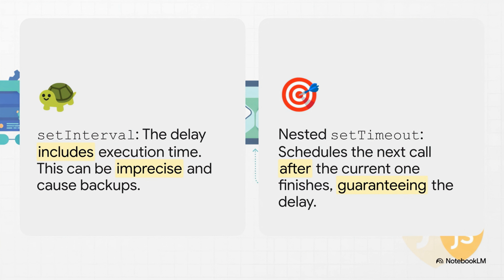And here is the absolute crucial difference. Interval set is kind of relentless. It doesn't care how long your function takes to run. It just tries to launch it every delay milliseconds, no matter what. A nested set timeout, however, is way more polite. It only schedules the next call after the current one has totally finished its work.